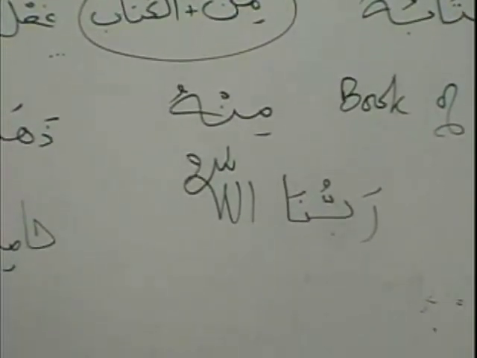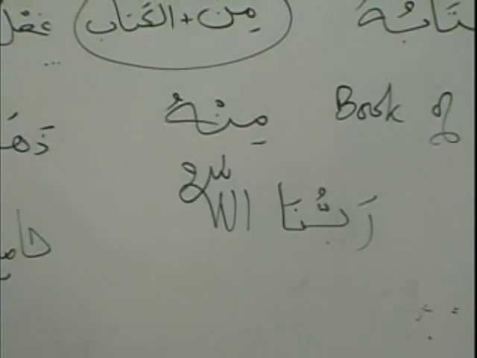So, this is it, brother. Now we come with min. There is a harf jar, we attach a pronoun. What is the first thing we do? Minhu. Are you with me? And next one? Minhuma. And next one? Minhum. And then? Minha. Then? Minhuma. Then? Minhunna. Minka. You got the idea? Minka, minkuma, minkum, minki, minkuma, minkunna, minni. Ya mutakallim came. Minni, and then? Minna. Okay, brother, what is minna? From us. I know that.